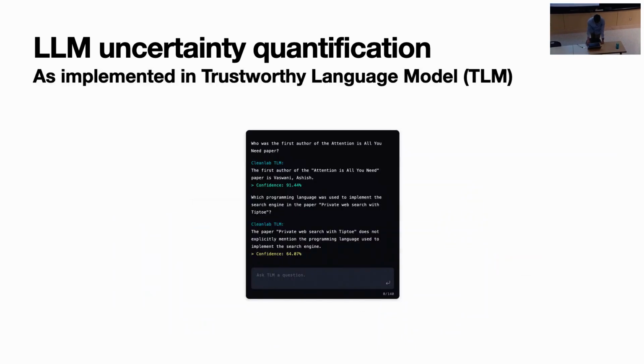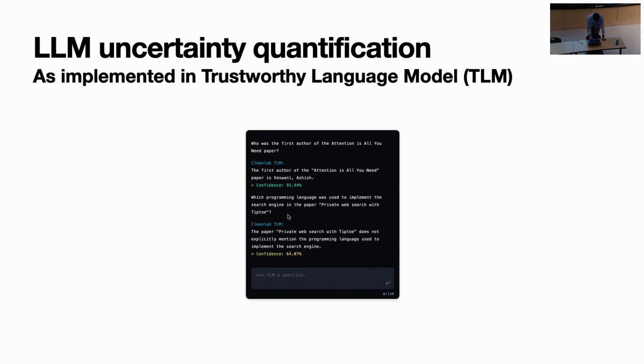So we have an implementation of this. Just one concrete example. Maybe the text is a bit small to read. I asked it, who was the first author of the Attention is All You Need paper? And it gave me a correct answer. The first author is, and then it gave me his name. Confidence 91.44%.